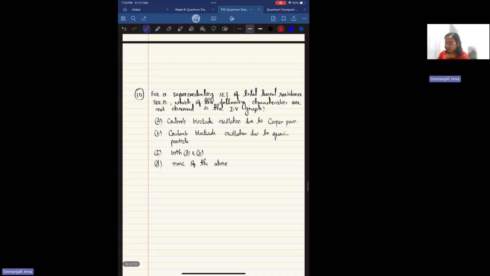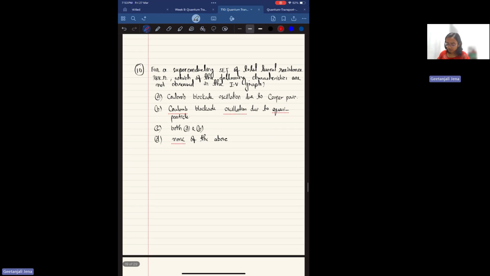So let us see question number 10. For a superconducting SET of total tunnel resistance 38 kilo ohm, which of the following characteristics are not observed in the IV graph? Option A, Coulomb blockade oscillation due to the Cooper pair. Option B, Coulomb blockade oscillation due to quasi-particle. Option C, both A and B. Option D, none of the above.